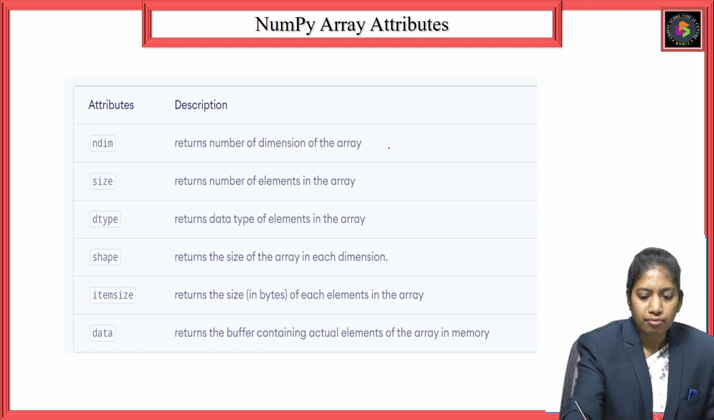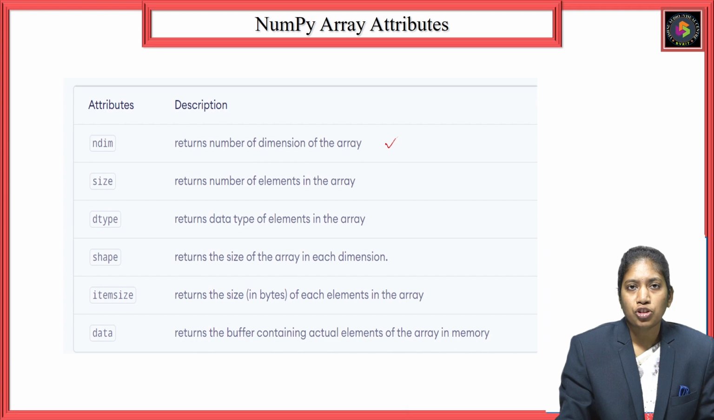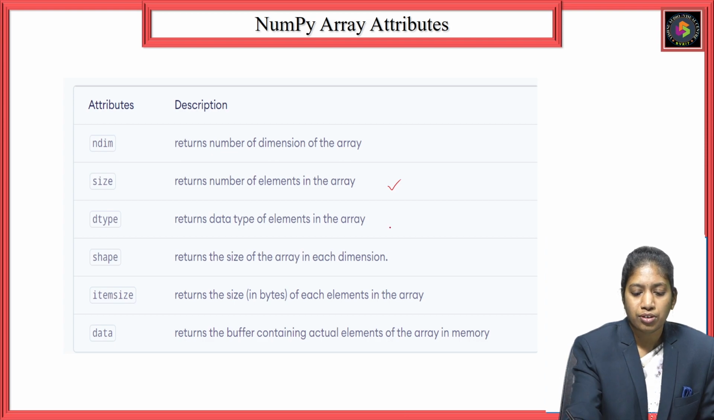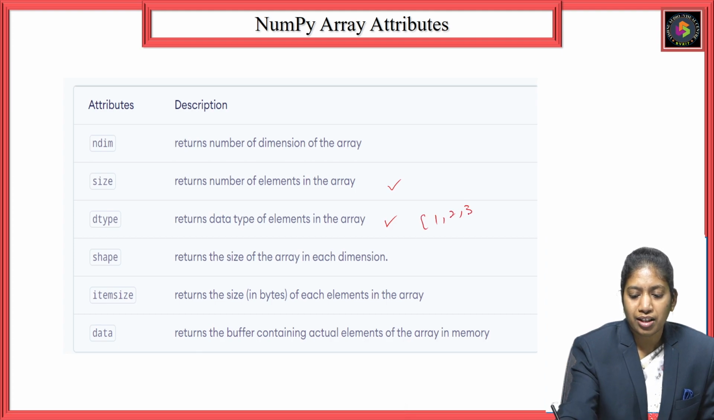Ndim returns the number of dimensions of the array. Size will return the number of elements in the array. Dtype will return the data type of elements. So if I give elements like 1, 2, 3 in an array, it returns int64, the data type of the elements in the array.